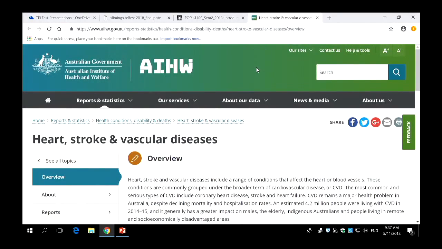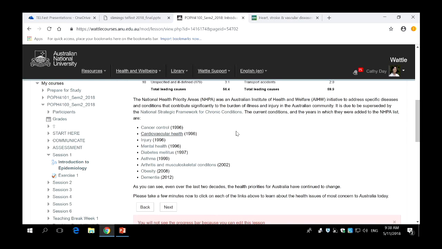And the great advantage of doing this sort of compulsory redirect is that the students can spend as much or as little time as they like. The take-home message is they have to be able to remember what these nine national health priority areas are. But the ones that are interested, you can see they'll go off and read every single page and take it all in. Okay, so far so good.